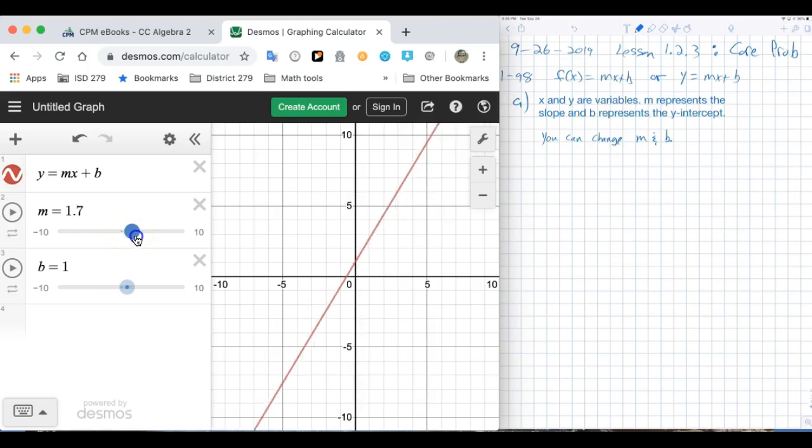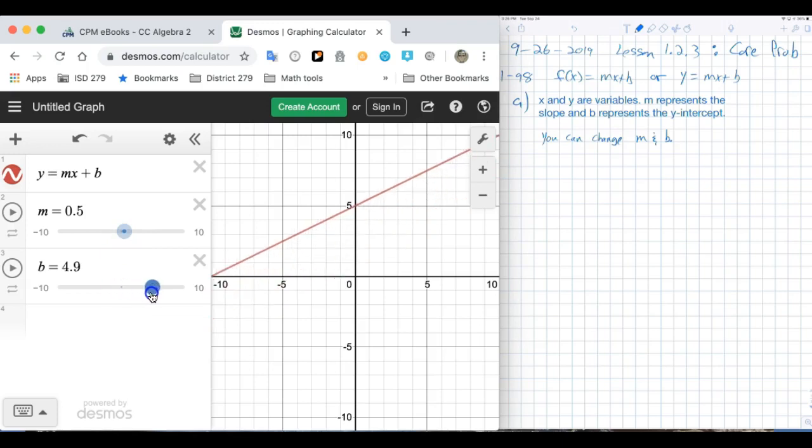I want you to watch the graph as I change m. I can make m really big, or I can make m negative. And as I'm changing m, look at the graph. What's changing? Well, the slope is changing. When m is positive, it's increasing. It's going up from left to right. And when m is negative, it's decreasing. It's going down from left to right. And if we set m at 0, then we have a horizontal line which is neither increasing nor decreasing.